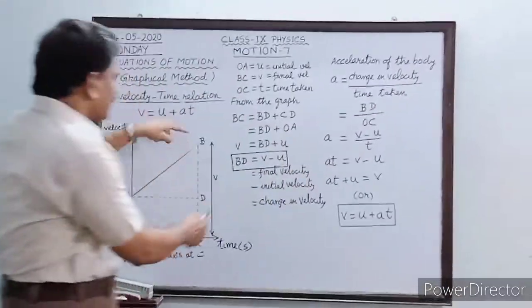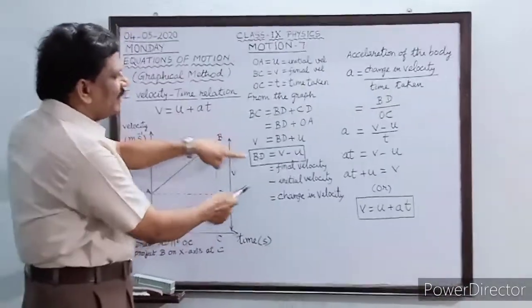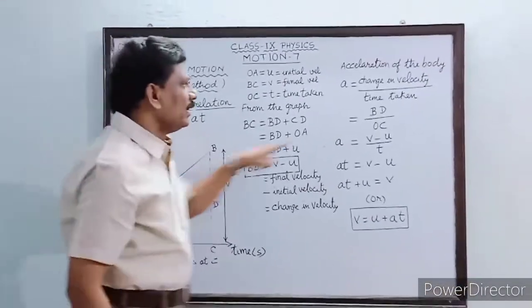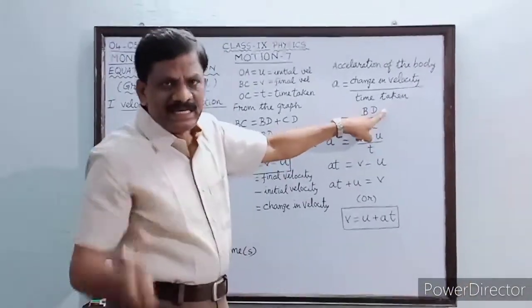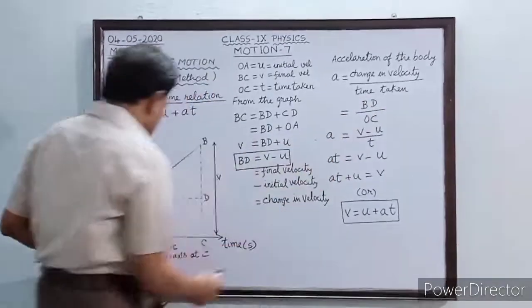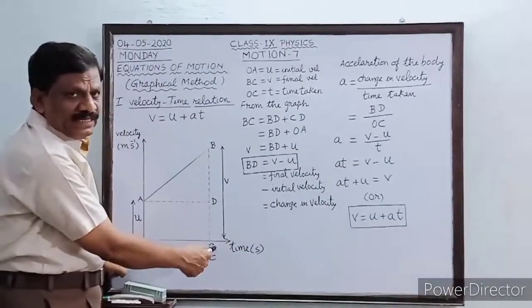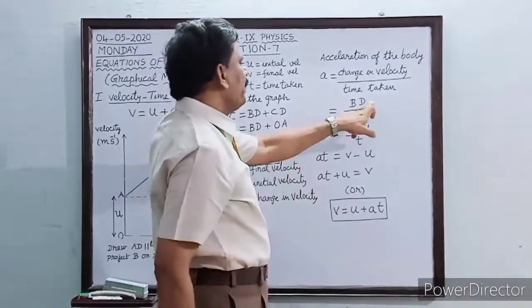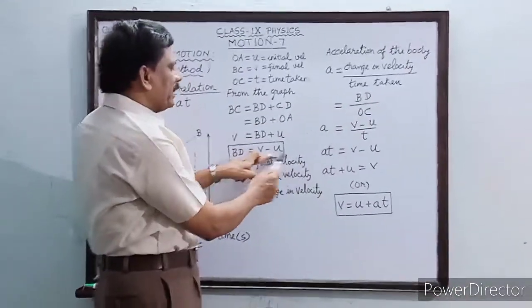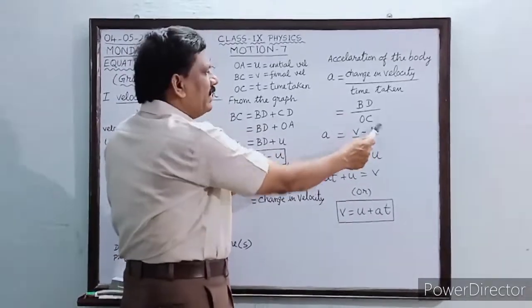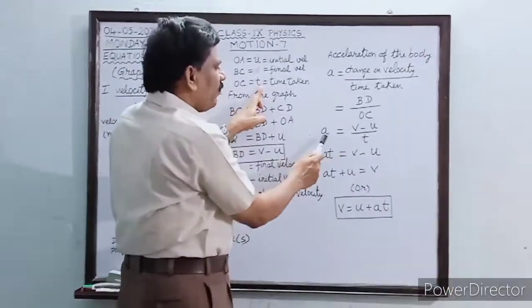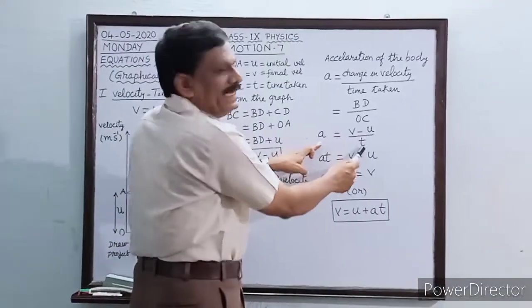And in this graph, the change in velocity is represented by which portion? BD. Okay. So this must be equal to BD divided by time taken. The portion in the graph which represents the time taken is OC. So instead of BD I have substituted V minus U, and instead of OC I have substituted the time taken T. Therefore A equal to V minus U by T.